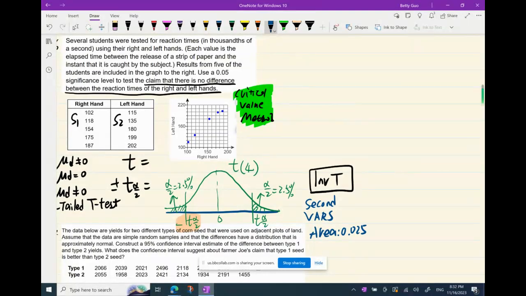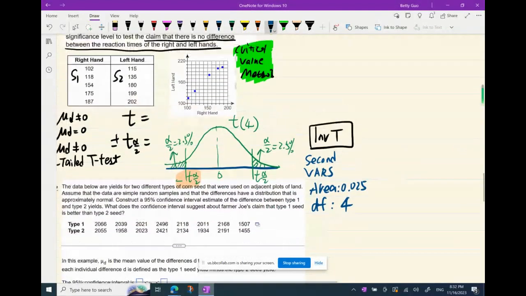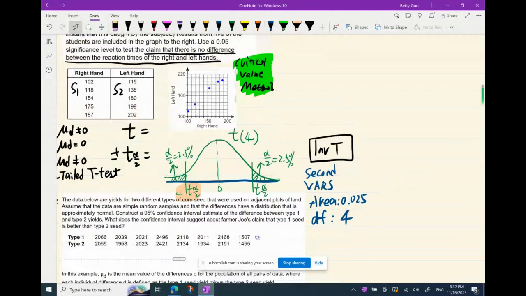And the degree of freedom, DF, is 4, right? N minus 1 is 4. And then paste. I have to enter twice. And it gives me the critical value, negative.